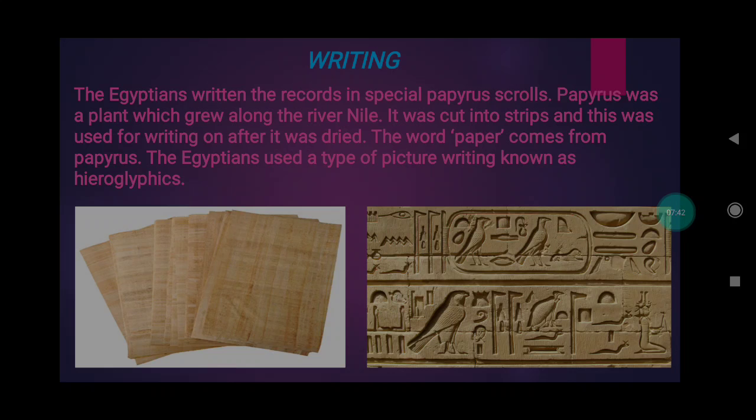The Egyptians used a type of picture writing known as hieroglyphic. This script has been read and understood. Historians have read written records about pharaohs like Akhenaten, his beautiful wife Nefertiti, and the boy king Tutankhamun.